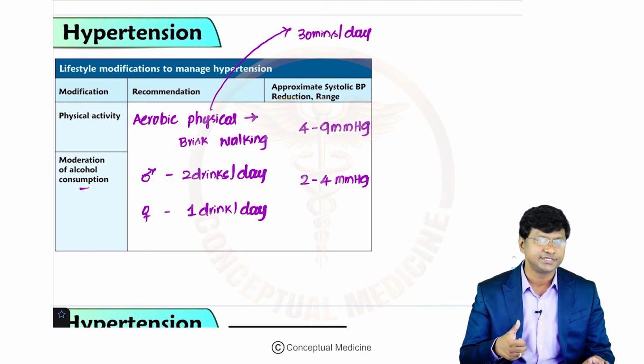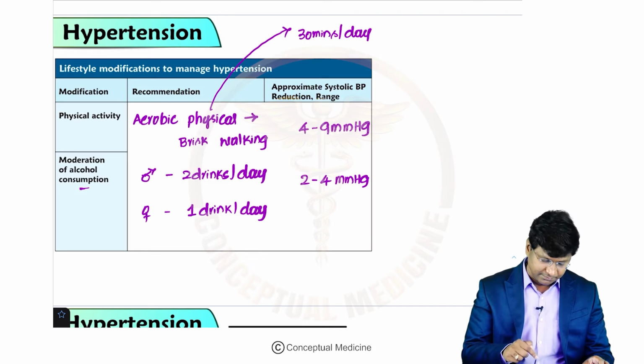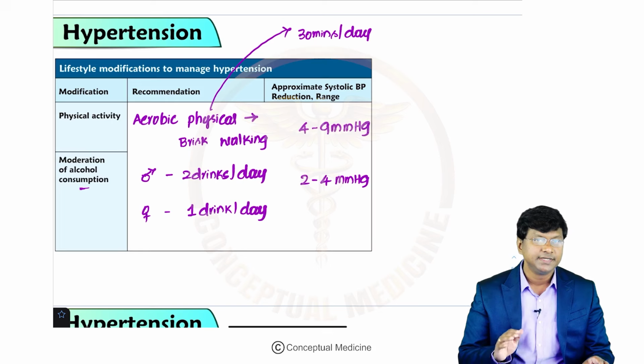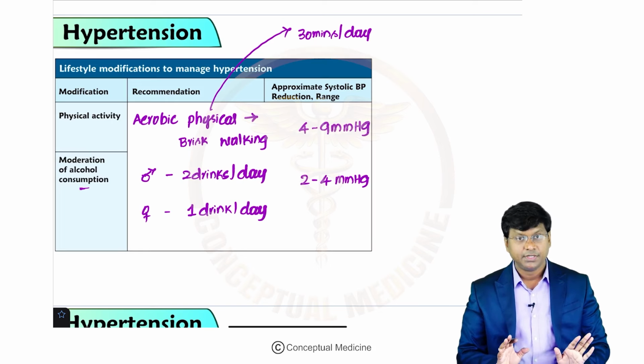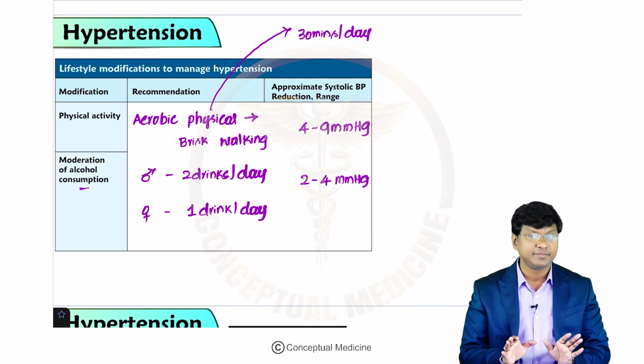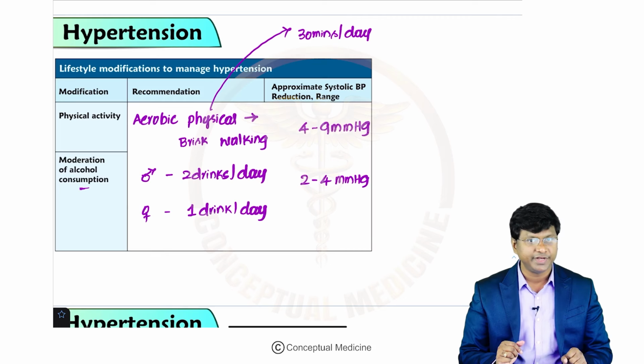Number 1, weight reduction. Number 2, acquiring the DASH diet. Number 3, dietary sodium reduction. Number 4, physical activity. Number 5, moderate alcohol consumption. Now, apart from this lifestyle modification, medical management is also very important.